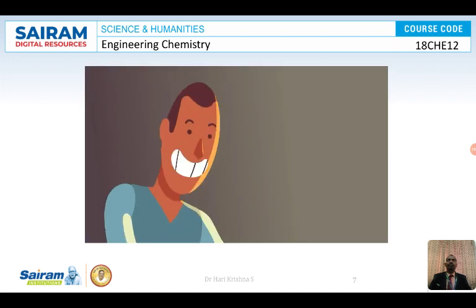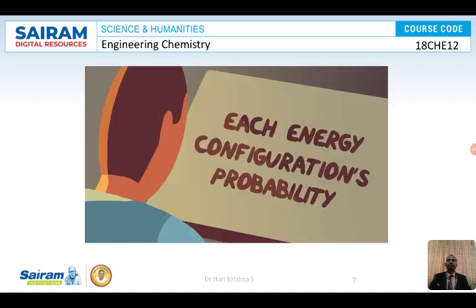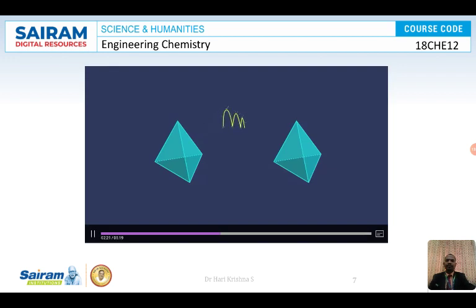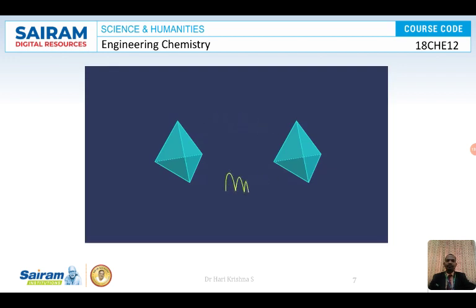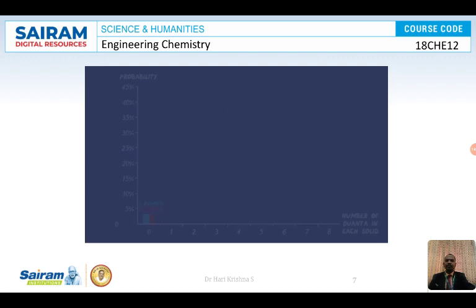Entropy is a direct measure of each energy configuration's probability. What we see is that the energy configuration in which the energy is most spread out between the solids has the highest entropy.